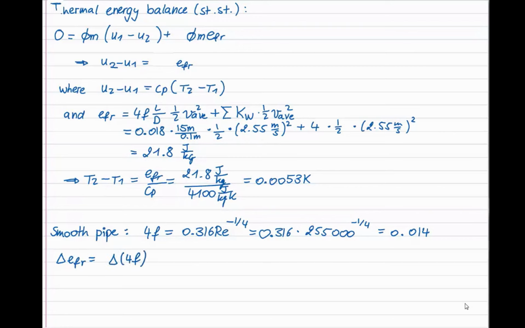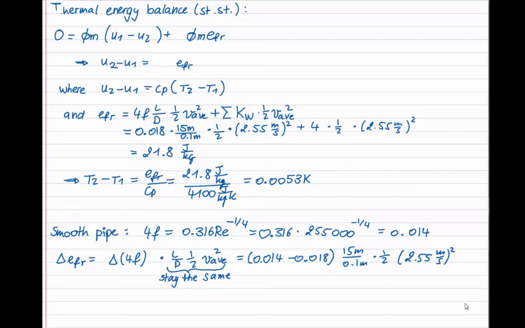Next, we calculate the difference in energy dissipation, so how much less energy we would lose. We note that the rest of the values stay the same, so the only thing that changes here is the value of 4F. And thus, filling in all the numbers, we find that we lose 1.95 joules less per kilogram due to friction. If we multiply this with the mass flow rate, we find that this accounts for 39 watts of the pump capacity.